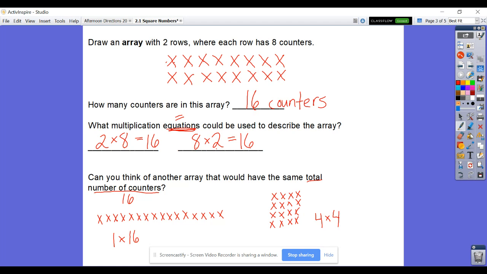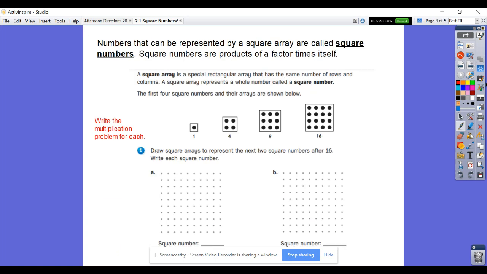Now, take a look at the array that I just drew. What do you notice about its shape? Giving you a hint. It forms a square, right? With 4 length and 4 width. So numbers like 16 have a special name. Those are called square numbers.